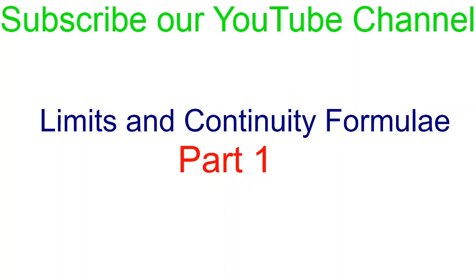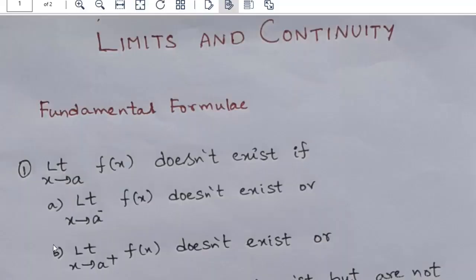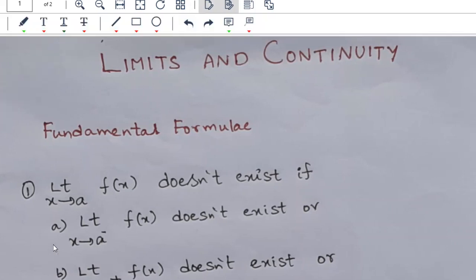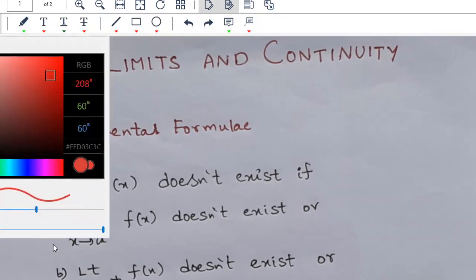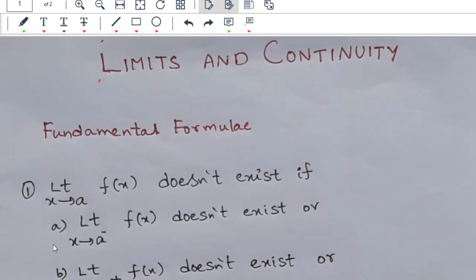Today we are going to learn some of the important formulae in the limits and continuity chapter. So let's get started. Limits and continuity is one of the easiest chapters in mathematics, and it is very essential for us to remember all the formulae that I am going to teach you throughout this video series.